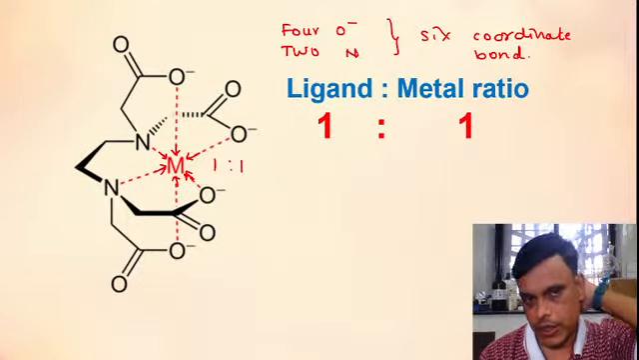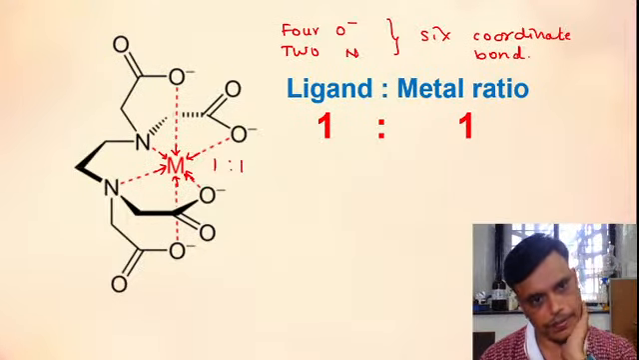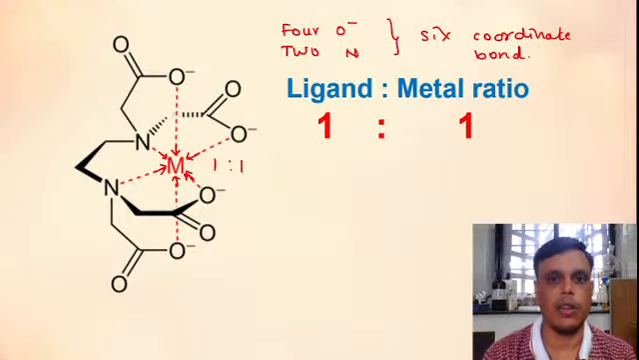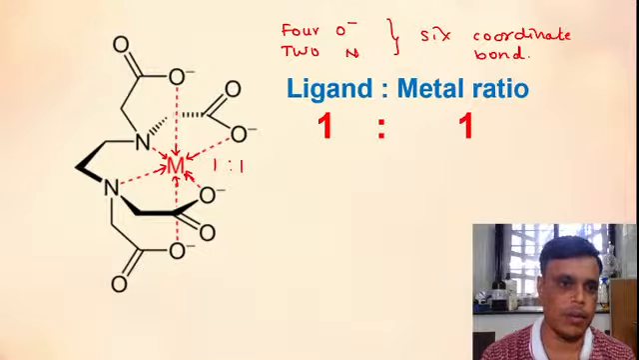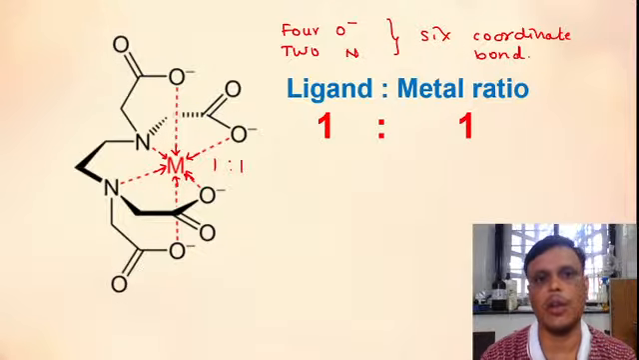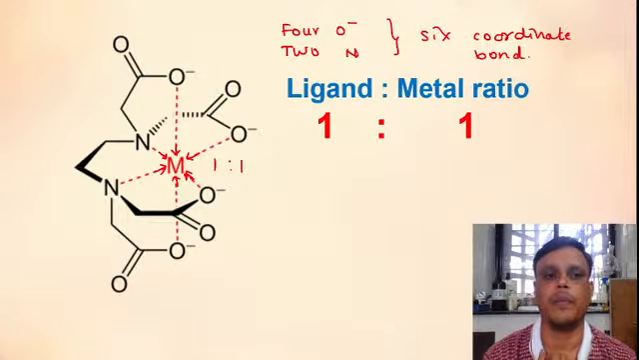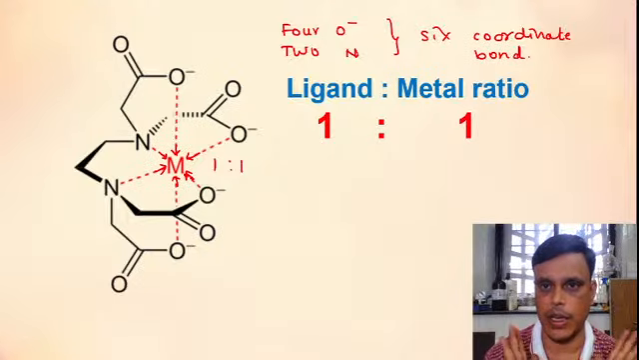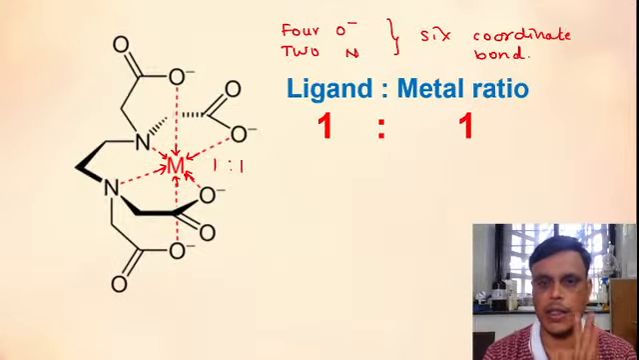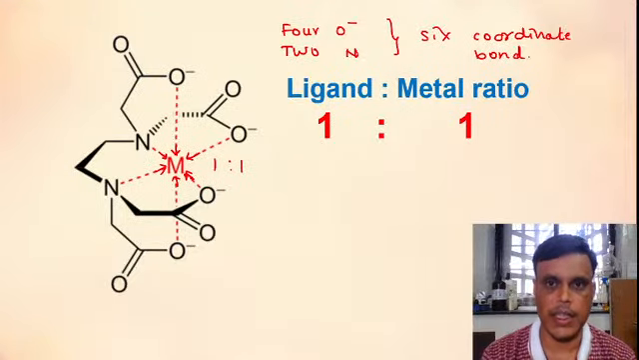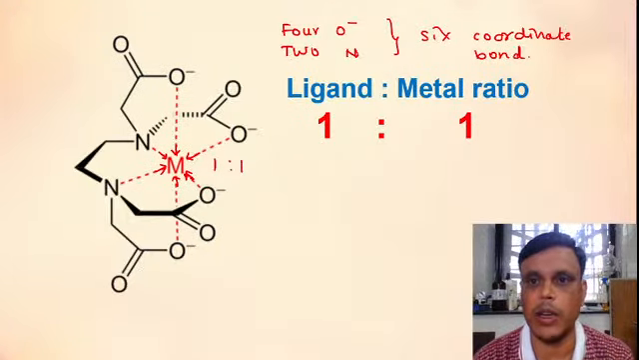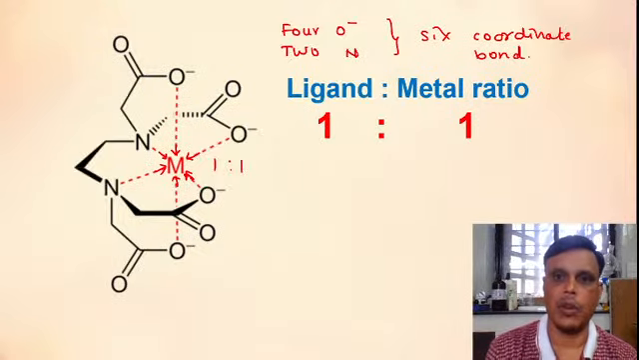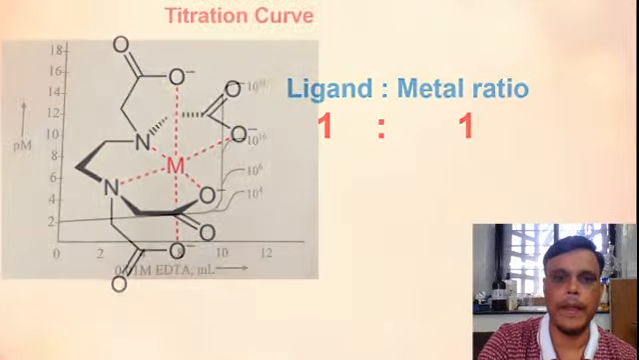The ligand to metal ratio is 1:1. If you see here, there are four oxygen atoms and two nitrogen atoms. They can donate a lone pair of electrons to the central metal ion and form a total of 6 coordinate bonds. Six coordinate bonds means the coordination number of this metal complex is 6. Then we will go to the next point.